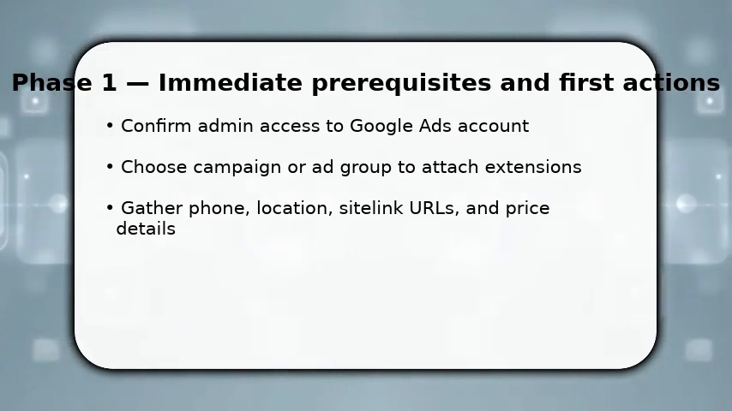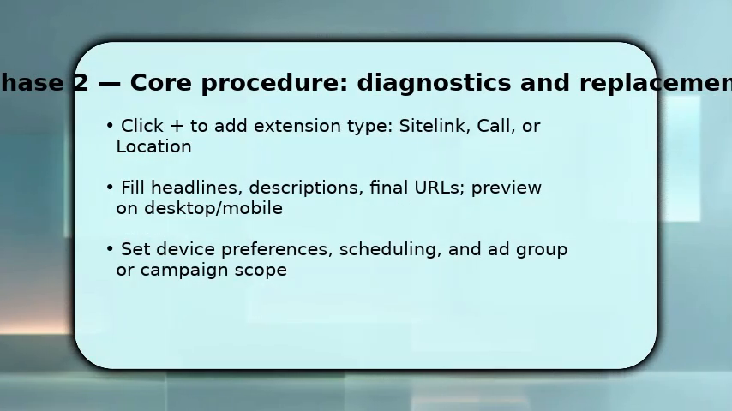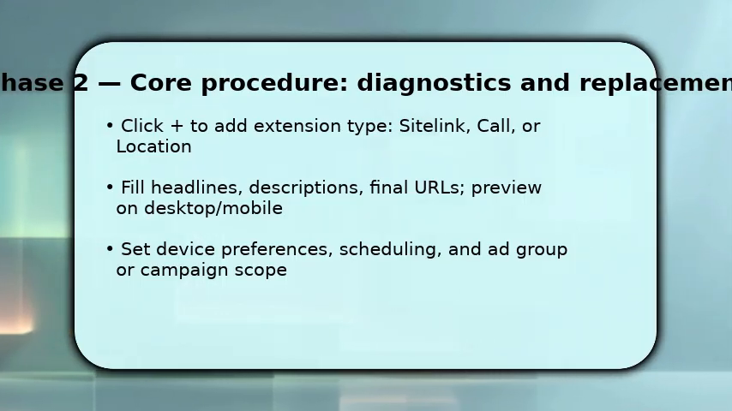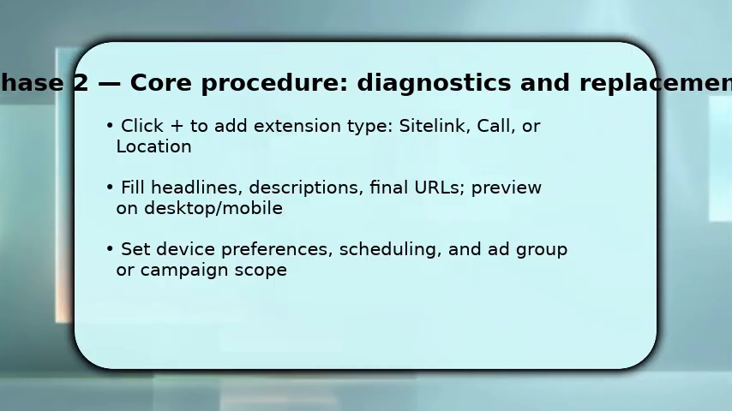You click the blue plus to add an extension and pick the type: site link, call, location, callout, structured snippet, price, or promotion. Next, fill required fields, headlines, descriptions, final URLs, and use the preview to check desktop and mobile displays. Then set scope. Attach at campaign or ad group level and apply device preferences or scheduling if needed.